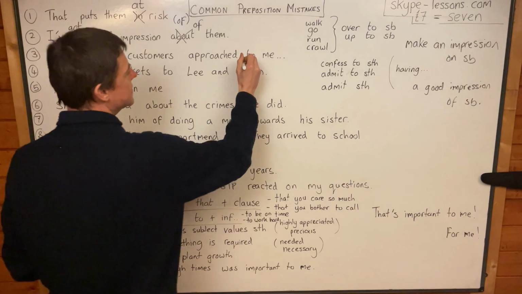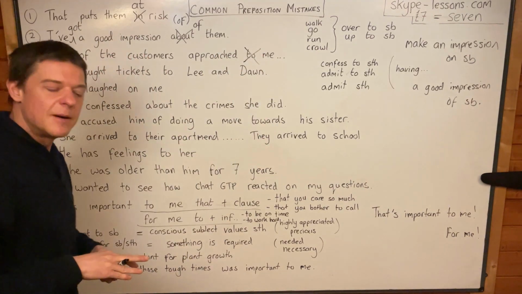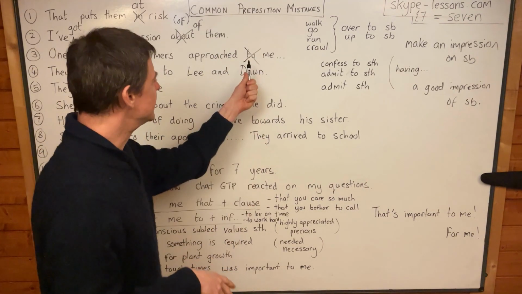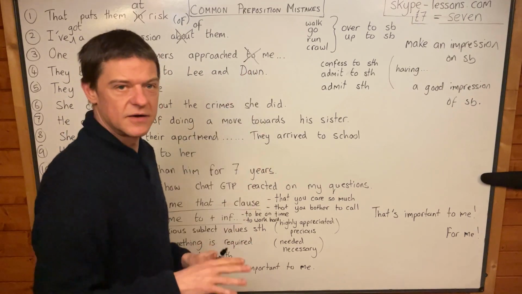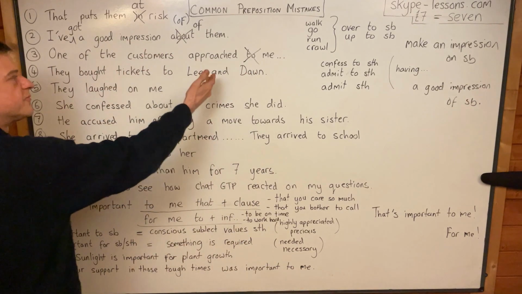Okay, number three. One of the customers approached to me. No, one of the customers approached me. Approach doesn't have this preposition to, okay? You just say one of the customers approached me.